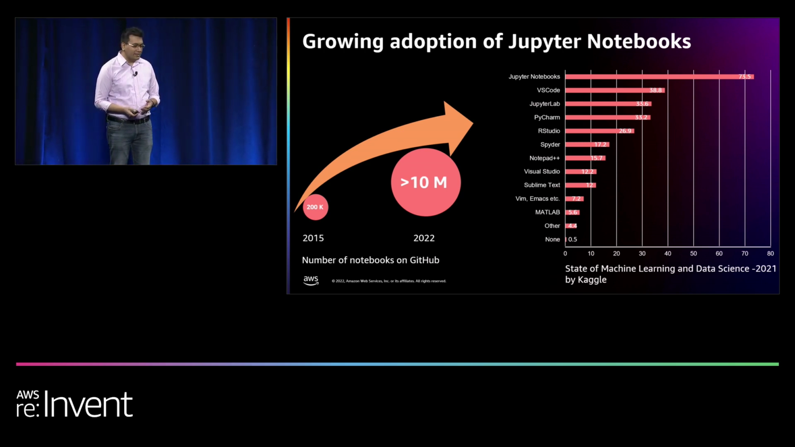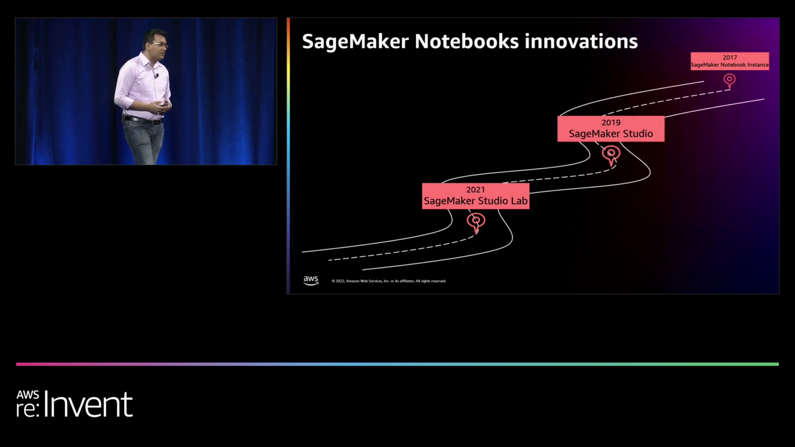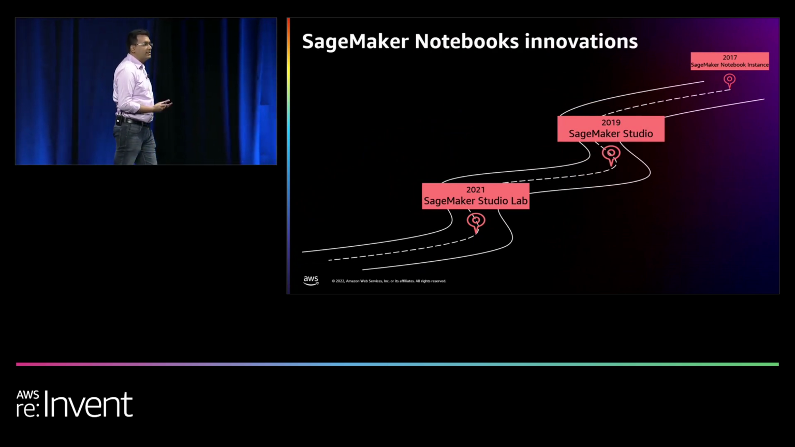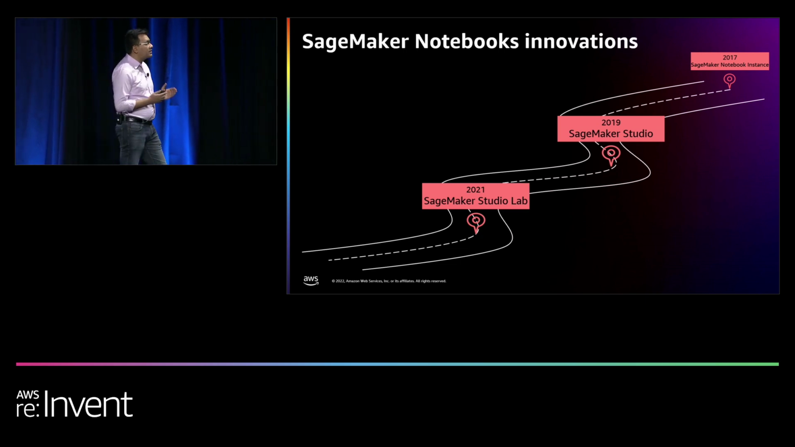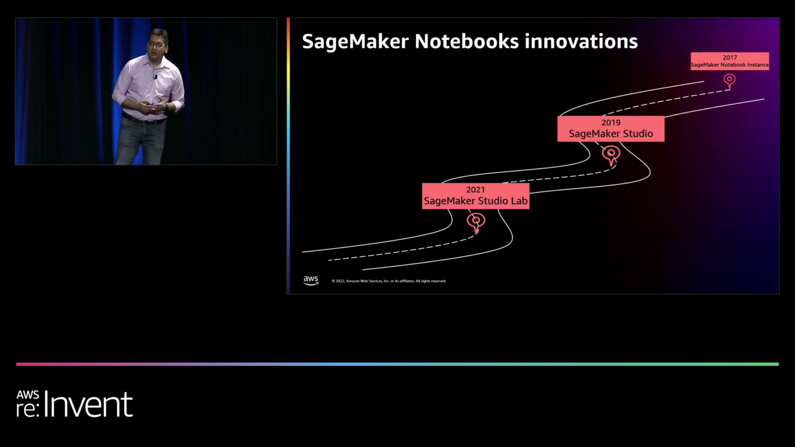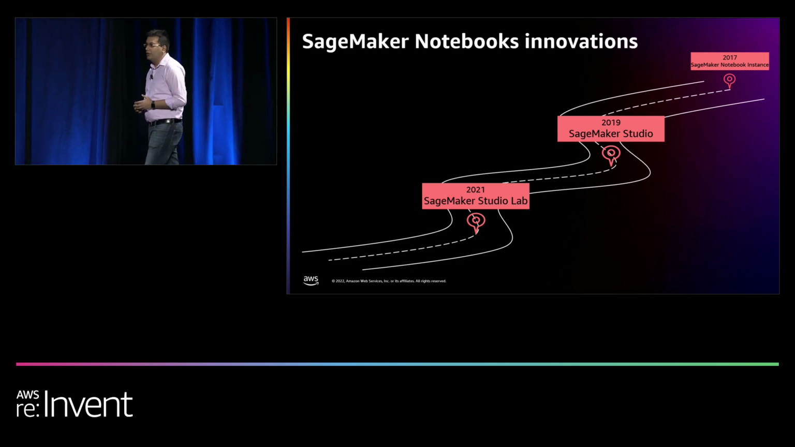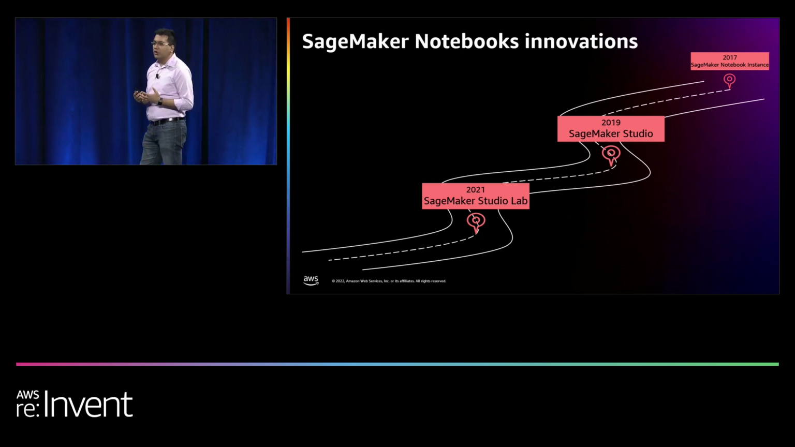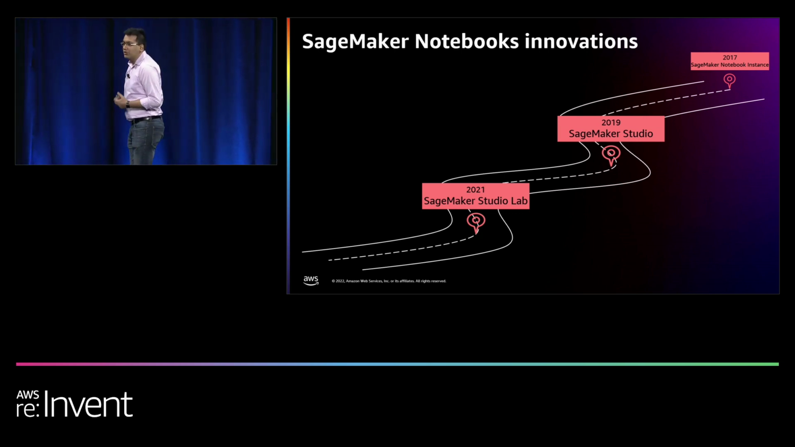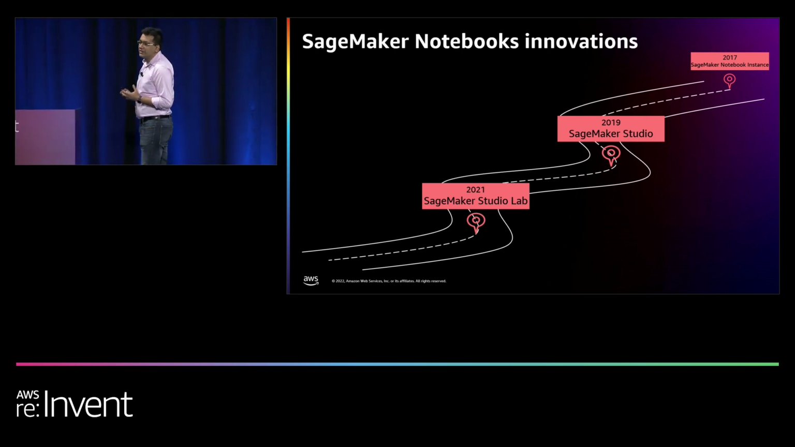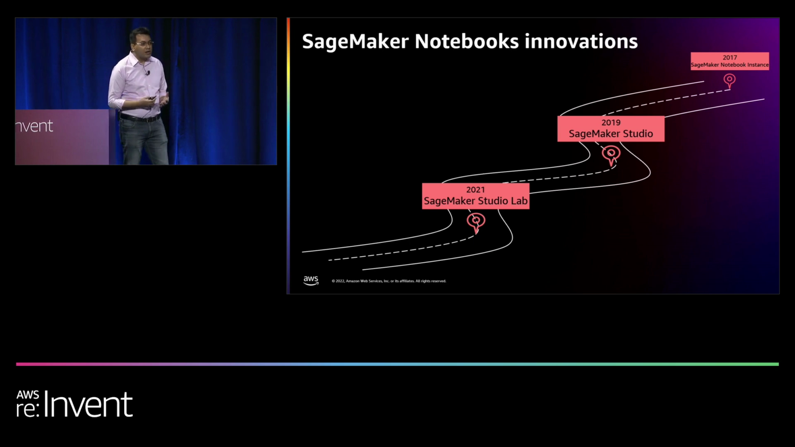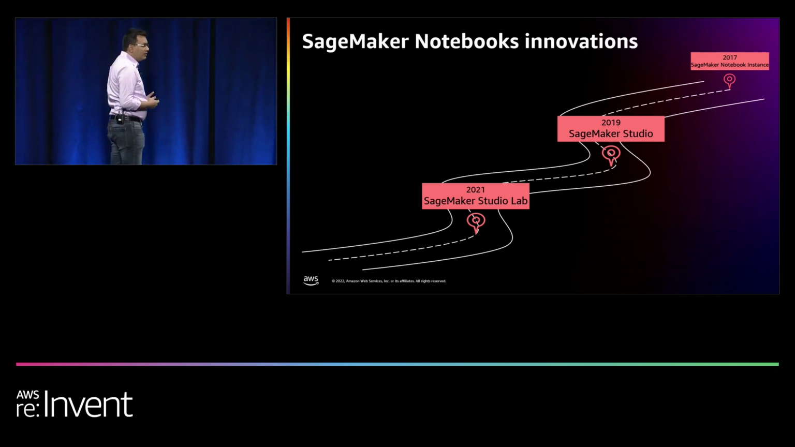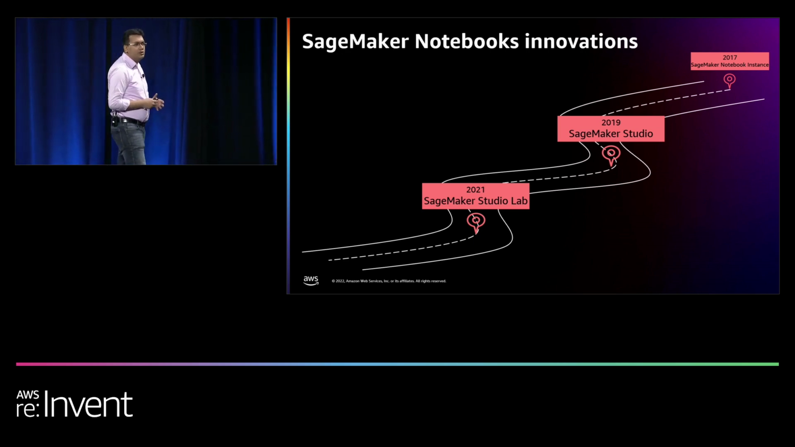Given this huge popularity of Jupyter Notebooks, SageMaker, which is the AWS flagship service for data science and machine learning, has been giving first-class support for notebooks since day one. Back in 2017, we launched SageMaker Notebook Instance, which was a fully managed Jupyter Notebook instance in the cloud, pre-packaged and pre-configured with popular open-source data science and machine learning libraries to quickly get you started with doing machine learning on the cloud.